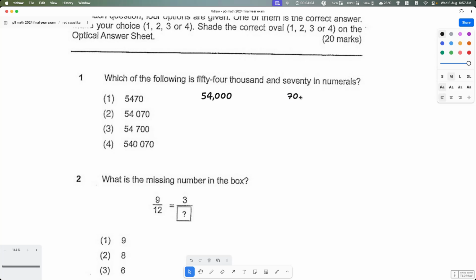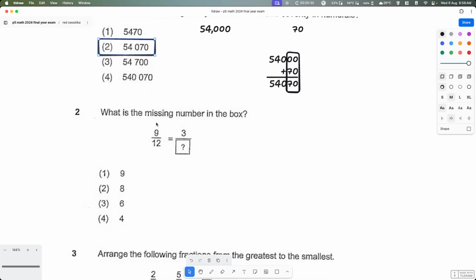If I were to do the workings, it will look something like this. I'm going to put a rectangle so that at least you can see which one you need to put. So you put here 70, and then after that put here 0 and then 54. So the answer is 54,070, which in this case is option number 2. Let's move on to the next question.